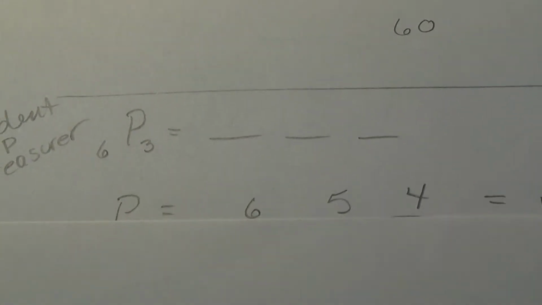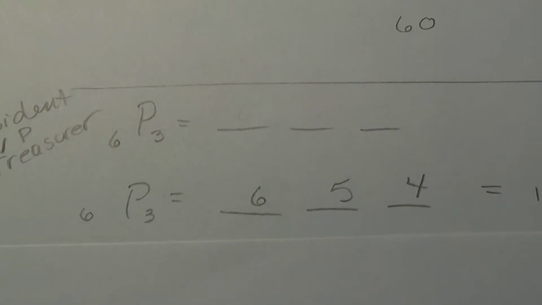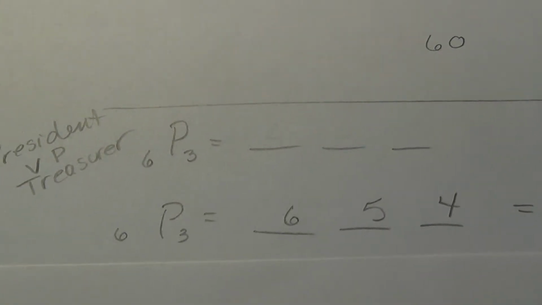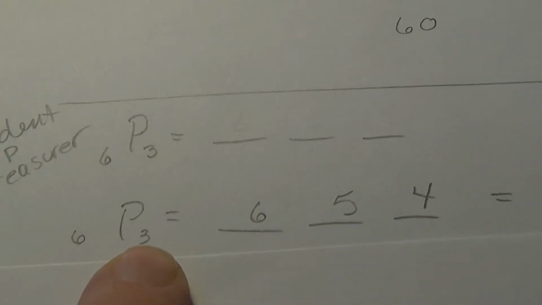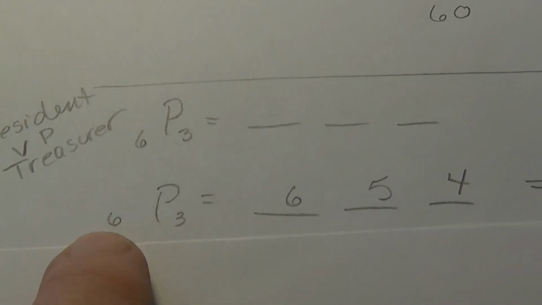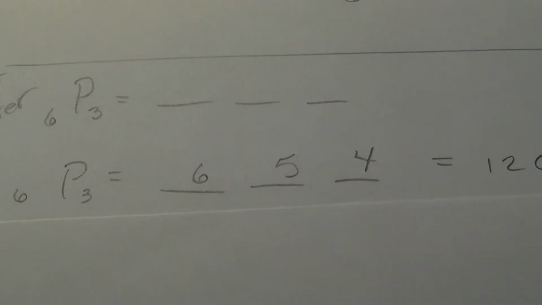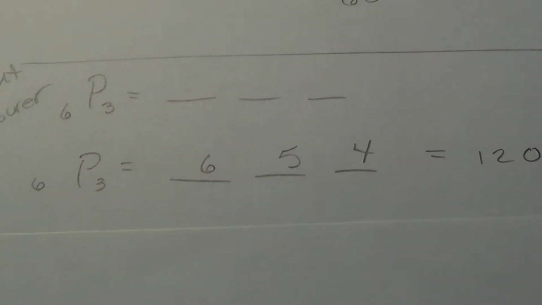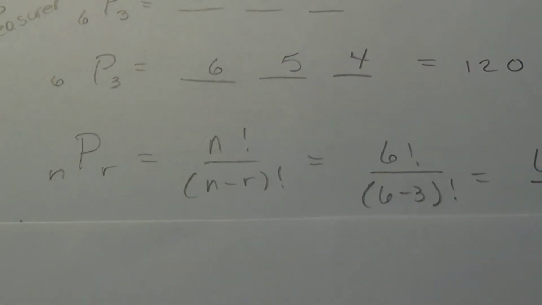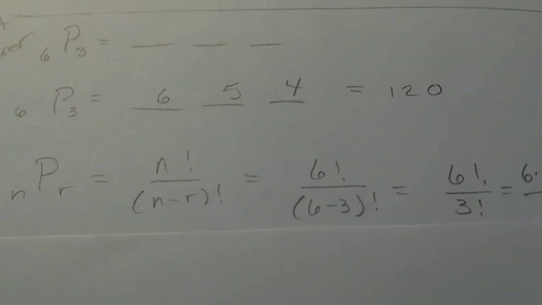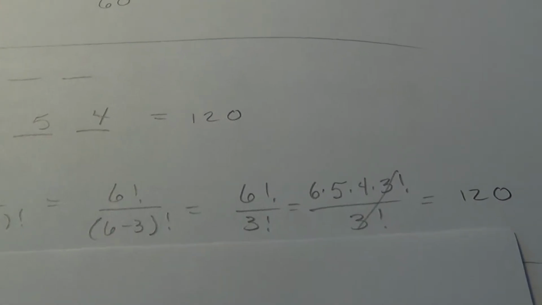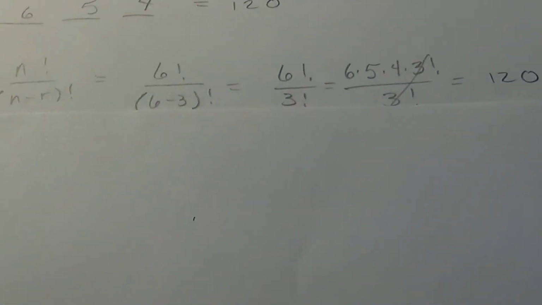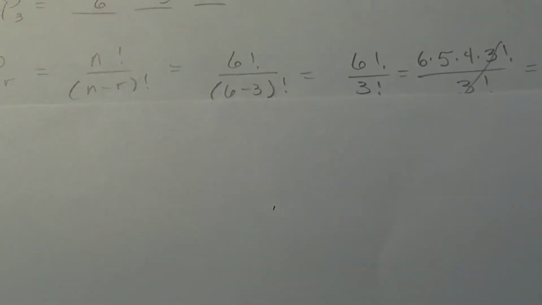So we talked about something like that in one of our problems today, and we saw that you can calculate it like I do. I let this number tell me how many blanks or spots there are, and this number tells me where I start, and I go 6, 5, 4, and I get 120. Or I could use the formula, which will get me the same thing, and there's my work for that. So that's old news from today. So let's build on that.